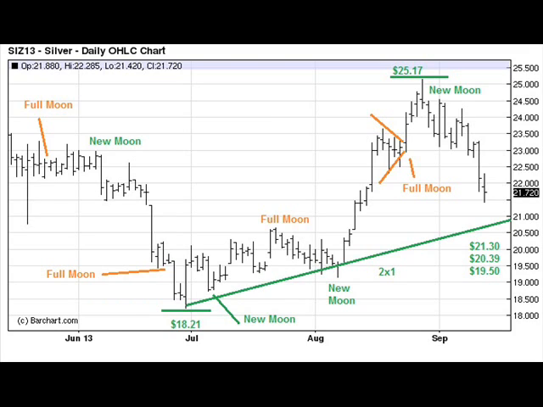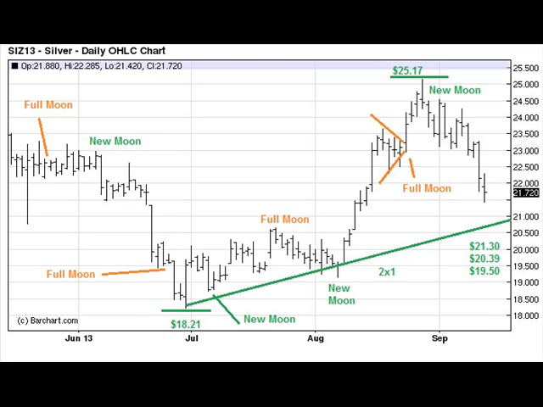I want you to look at what happened at the end of June. Did we hit $18.13? No, but we came very, very close. We hit a low of $18.21. Again, the accuracy of this stuff is incredible. It never ceases to amaze me.